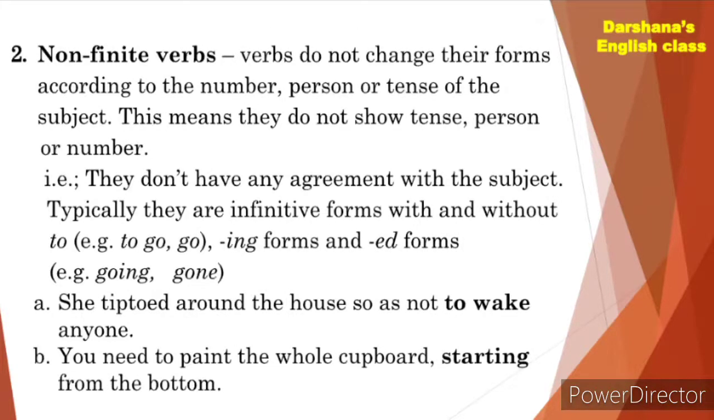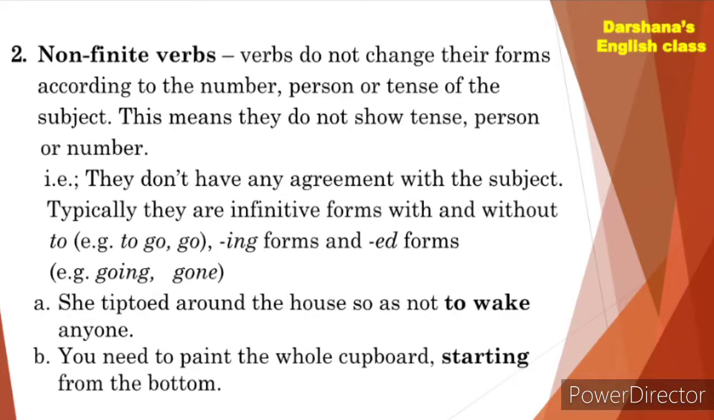Non-finite verbs do not change their forms according to the number, person or tense of the subject. This means they don't show tense, person or number. They don't have any agreement with the subject. Typically, they are the infinitive form with and without to, and the ing forms and ed forms. Example, going, gone, for to go and go.